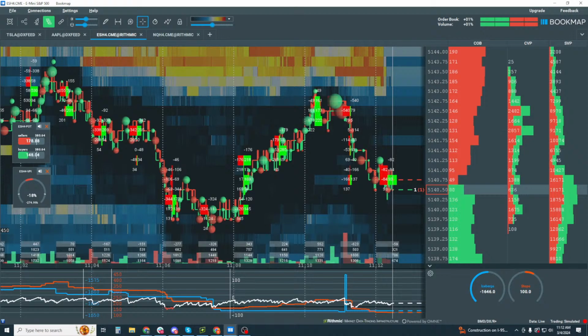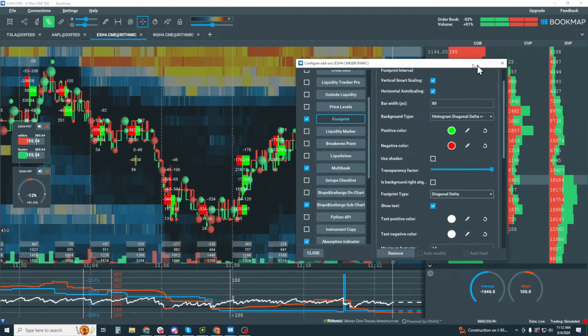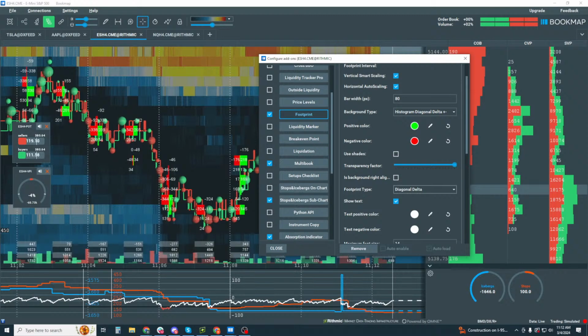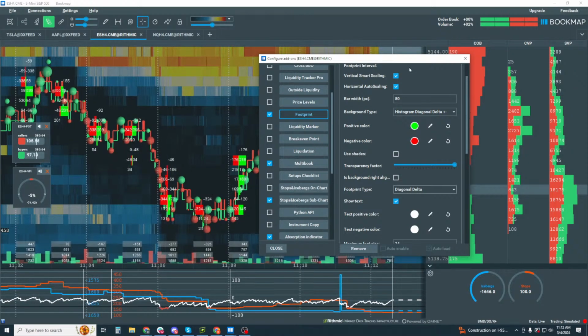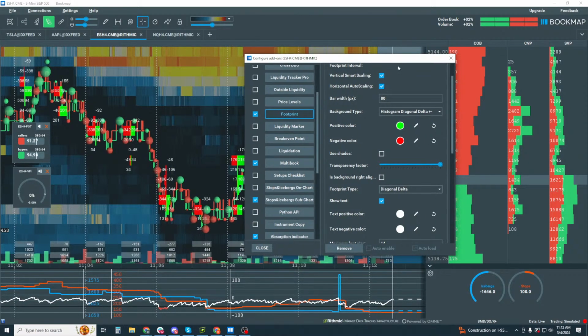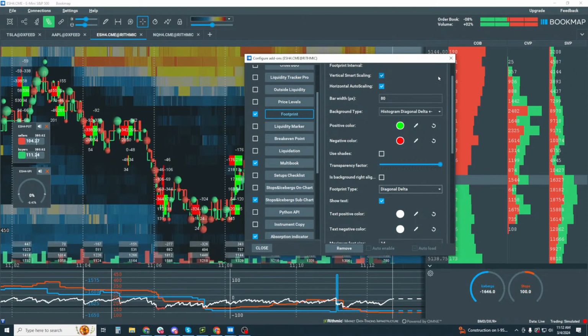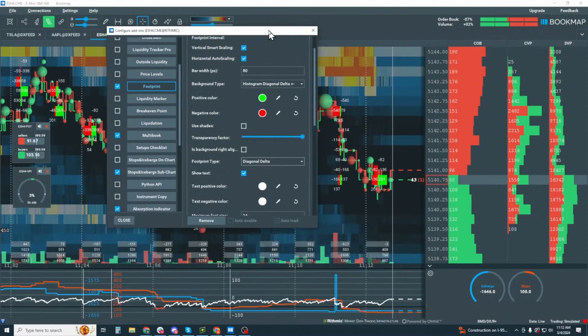Shark Blue, did I answer your questions on this footprint? Yeah, it looks like I did. Okay, great. Yeah, play around with it. You'll find what works for you.